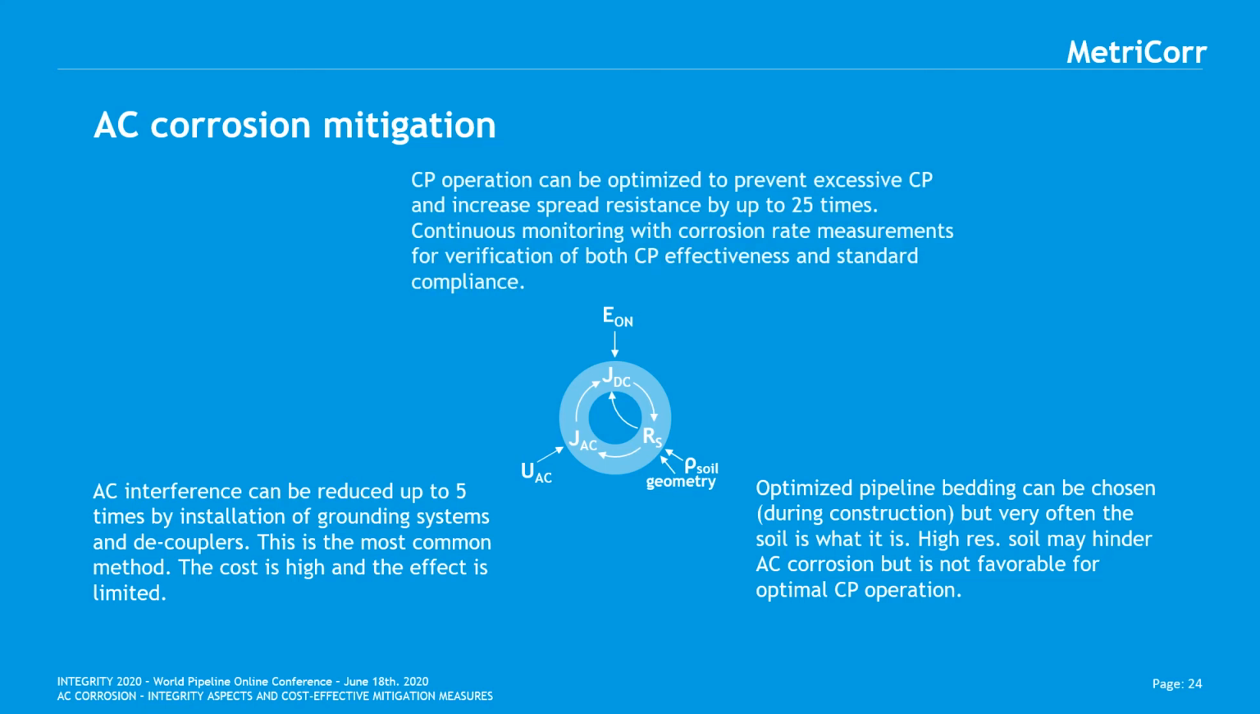Now finally, CP operation can be optimized to prevent excessive CP and prevent an increase in the spread resistance by up to 25 times. That's potentially 5 times more effective than AC grounding installations. Continuous monitoring with corrosion rate measurements can be implemented for verification of both CP effectiveness and standard compliance.